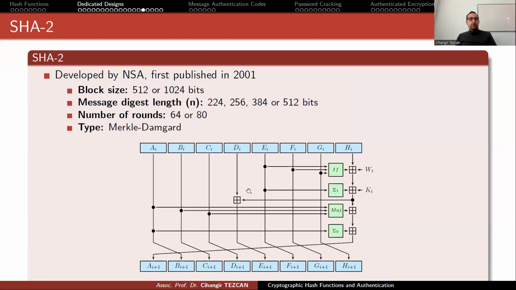So SHA1 is broken, but we end up with SHA2. It was again developed by NSA. This time, the message digest length is increased. Recall that due to the birthday paradox, this one produced 112-bit security, this provides 128-bit security, and this provides 256-bit security. So they actually allowed the message digest length to vary according to your use case.